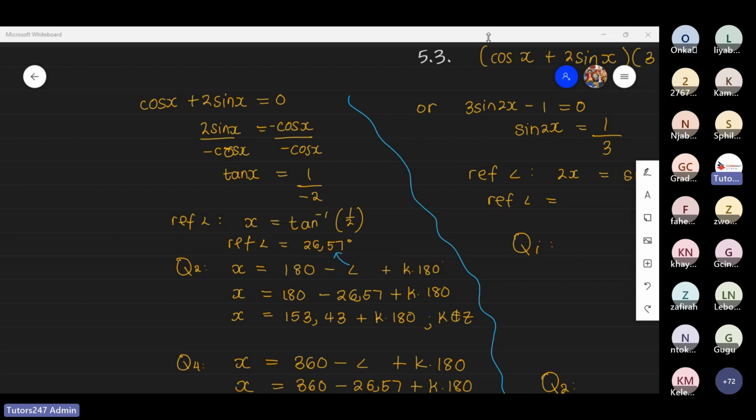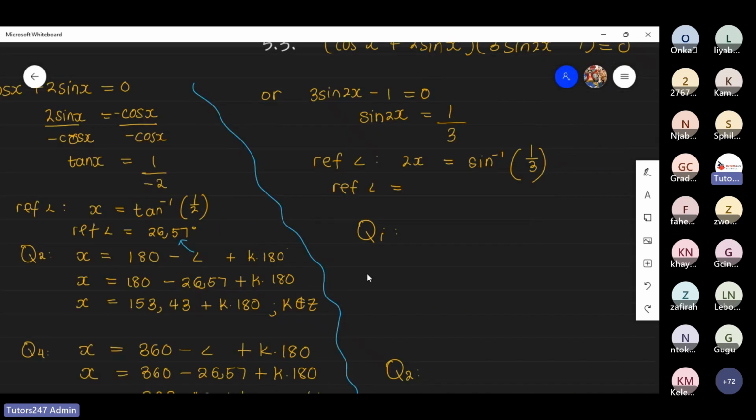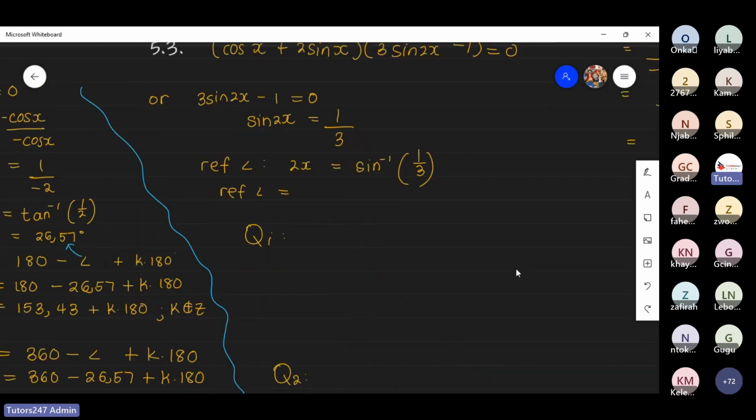Okay, so I think that was the last one. So let us move on. We were busy with question 5.3. It's already 7. I think this will be our last question for tonight before we end. So we are busy with question 5.3. Just a quick recap for those that got lost along the way.